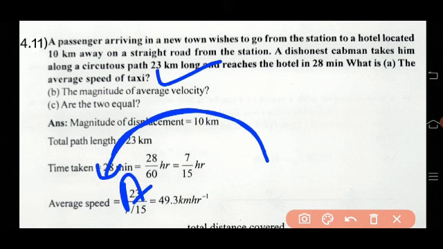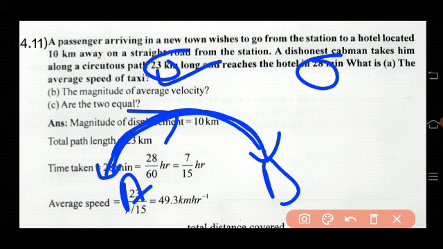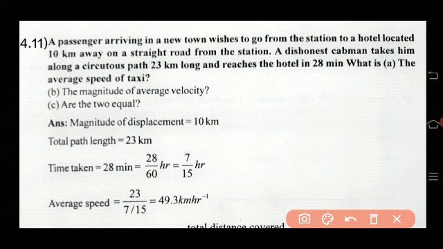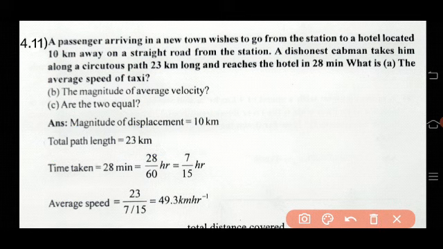A to B is 23 kilometer. What is the total time taken? 28 minutes. So using that equation, we can find the average speed. The total path length is 23 kilometer, and the total time taken is 28 minutes. Convert it into hours: just divide by 60, and you will get 7 by 15 hour.